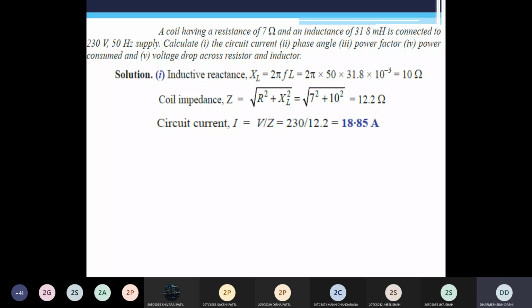Why is it lagging? Anyone? Give the answer. Why is it a lagging power factor angle? Because it is an inductive circuit. You can see that in the circuit we have resistance and inductance.